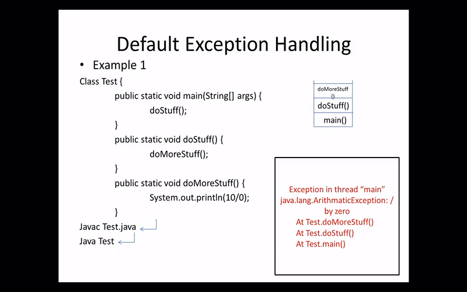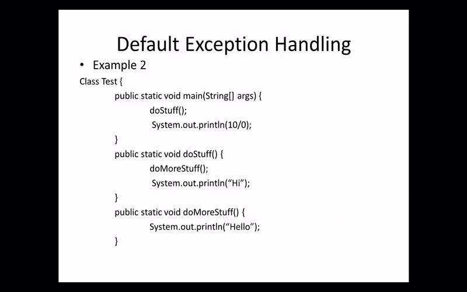So again, the JVM is going to terminate the main method also, and all the stack trace will be given to the default handler, and this information will be printed by the default handler. Okay, so the exact exception we are going to get will be: exception in thread main, java.lang.ArithmeticException: divide by 0 at Test.doMoreStuff at Test.doStuff at Test.main. Let's take the next example.